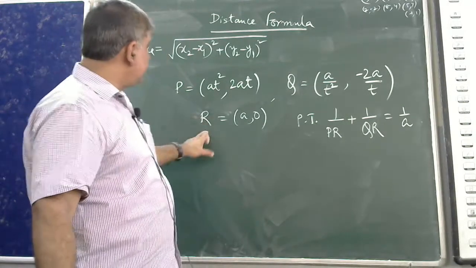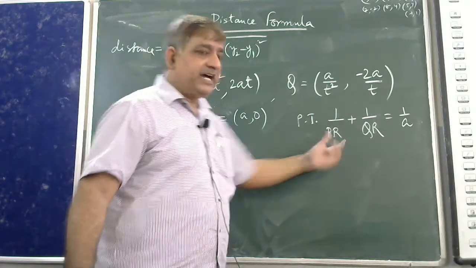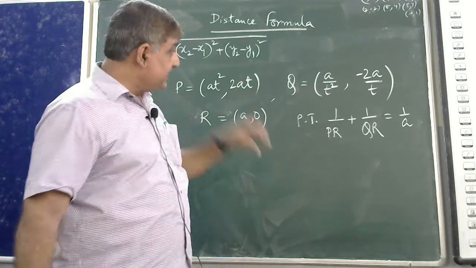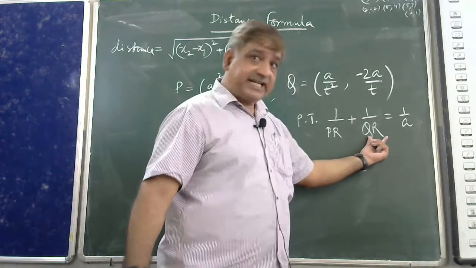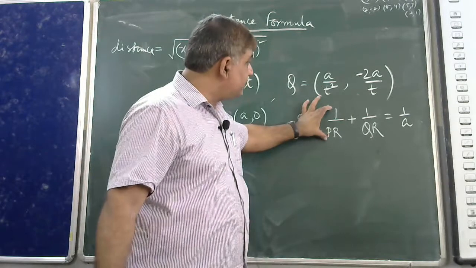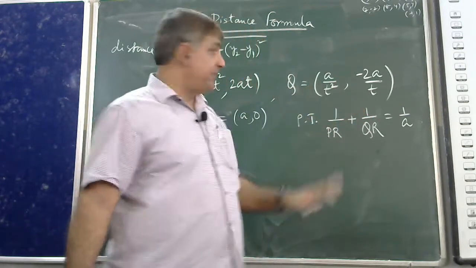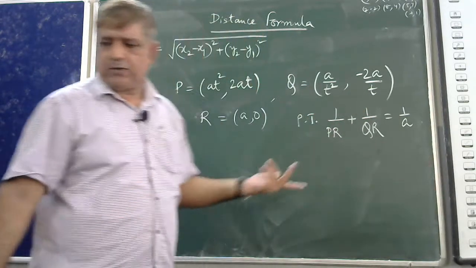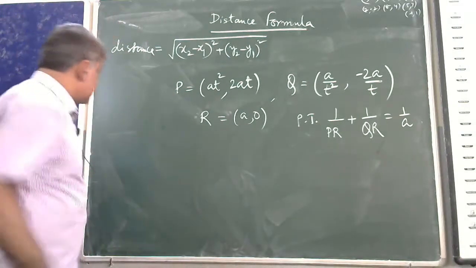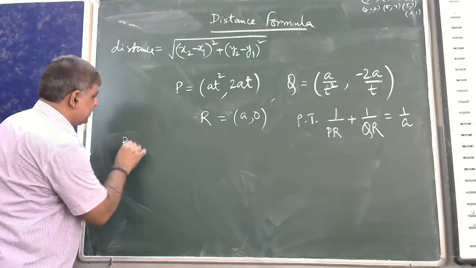So, we have to calculate the length PR, we have to calculate the length QR, and after calculating these lengths, we have to invert the two lengths and then add them. It should be 1 by a. Let's try the problem once. So first of all, we can try to calculate the length PR.